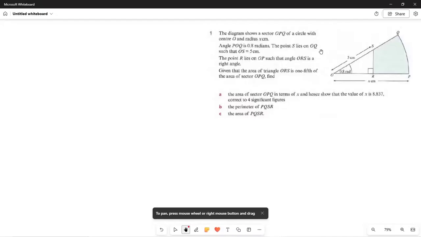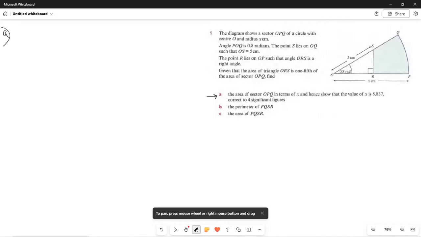So, try to solve this question today. So interesting question. First of all, we need to find the area of the sector OPQ in terms of x, and hence show the x value. For part A, this is quite easy.